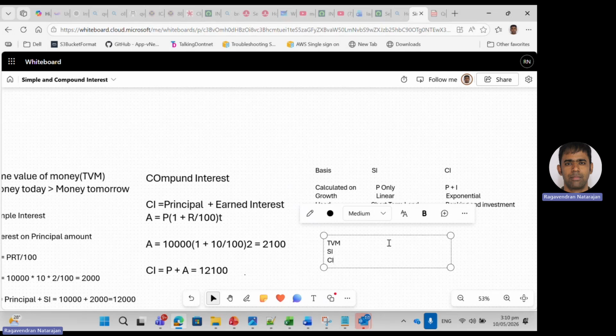These three form the basics for studying advanced topics like present value, EMI, and annuities. So we understood time value of money, simple interest, and compound interest. We'll see the advanced topics in the upcoming chapters.